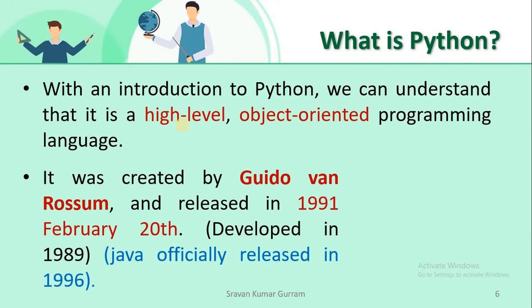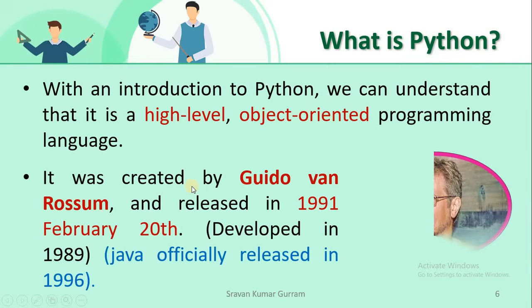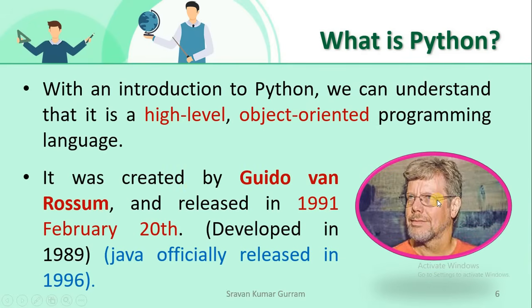Then this Python programming language was created by the scientist. The scientist's name is Guido van Rossum. This is the person. And the first version of the Python was released in 1991, February 20th.